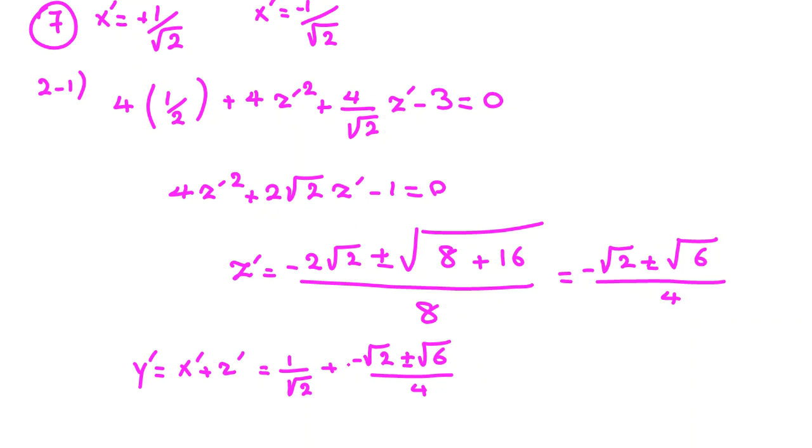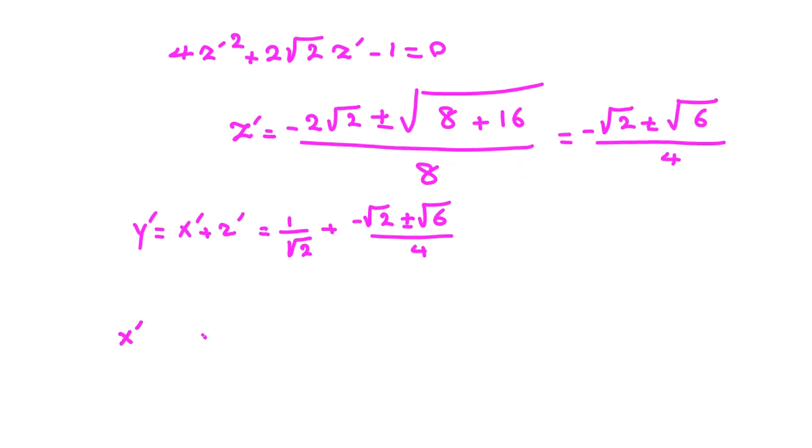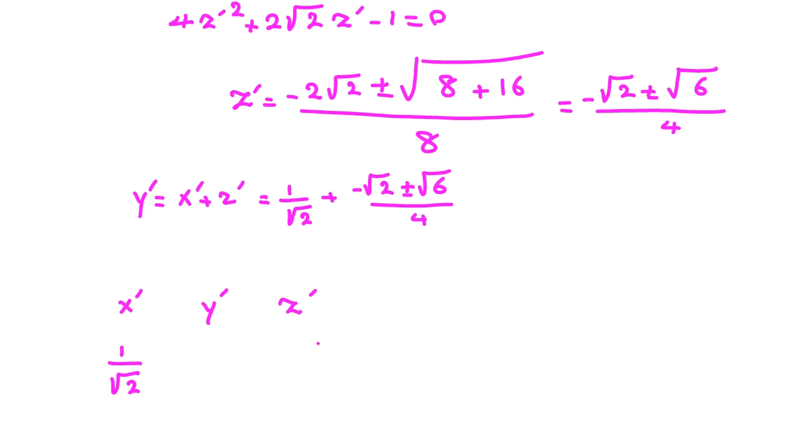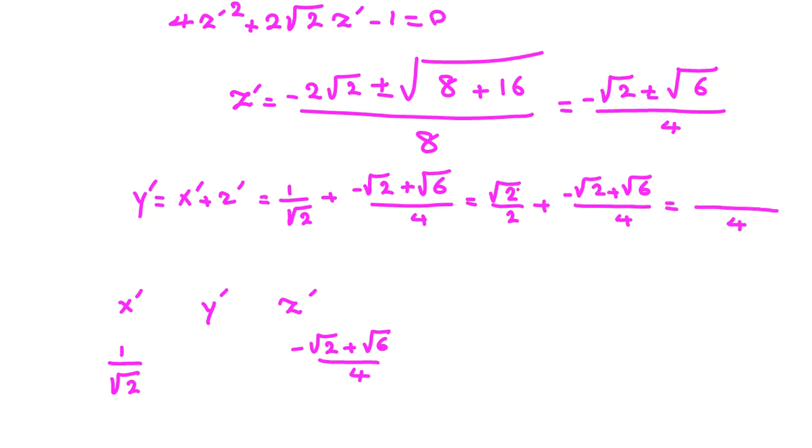So let's consider x prime, y prime, z prime. X prime is 1 over root 2, if z prime is negative root 2 plus root 6 over 4. So let's calculate first this case. Negative root 2 plus root 6. So it will be what? The first one is root 2 over 2 plus negative root 2 plus root 6 over 4. So it will be 4, 2 root 2 minus root 2 is root 2 plus root 6. So it will be root 2 plus root 6 over 4.